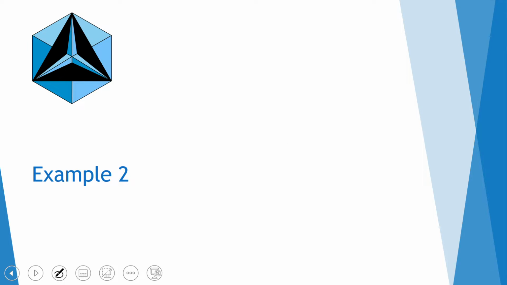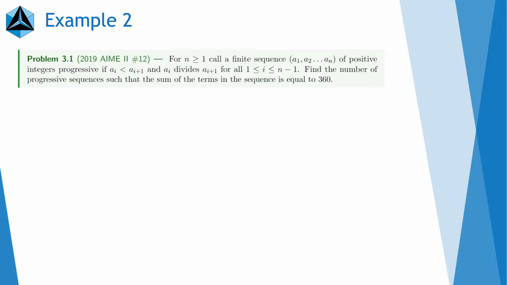So next example. Let's look at 2019 AIME II problem 12. For n greater than or equal to 1, call a finite sequence a1, a2, all the way to an of positive integers progressive if a_i is less than a_(i+1) and a_i divides a_(i+1) for all 1 less than or equal to i less than or equal to n minus 1. Find the number of progressive sequences such that the sum of the terms in the sequence is equal to 360. Brute force on this problem, unlike the last problem, is actually viable, meaning it's not completely out of hand.